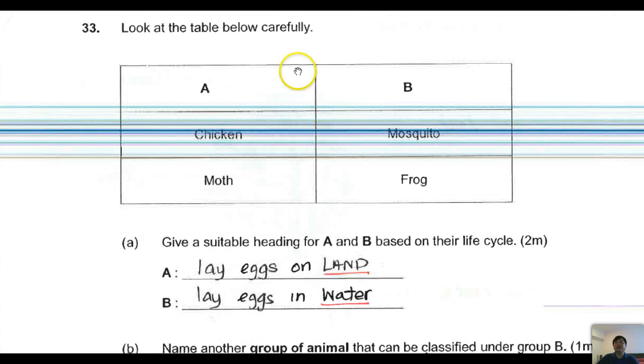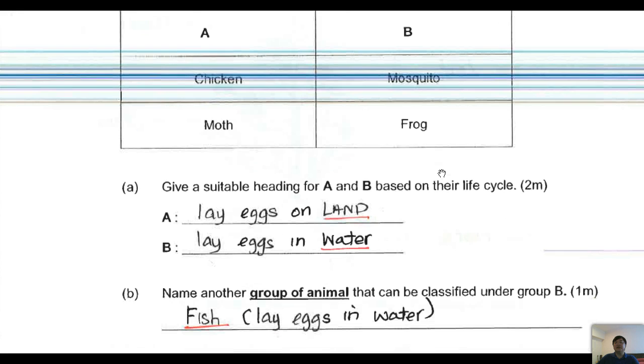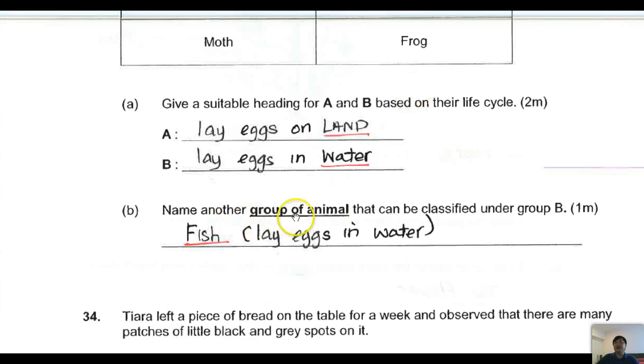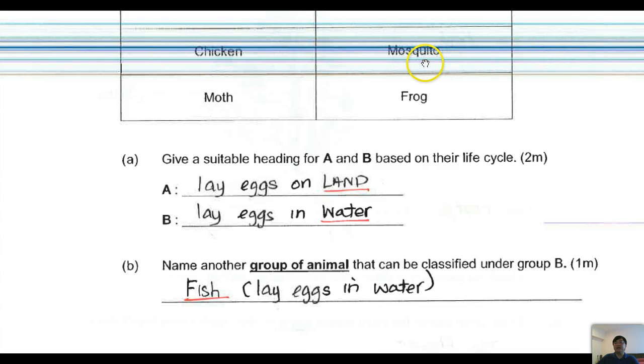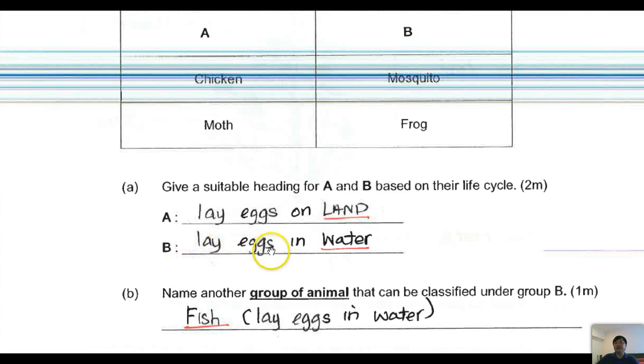Let's carry on next. A, B. A are chicken and moth, B mosquito and frog. Well, okay, so A and B, based on their life cycle, one of them lay eggs on land. These are the ones that lay eggs on land, and this one in water. Okay, quite straightforward, but some may be confused by saying that this is a 3-stage and this is 4-stage without looking at the frog. All right, okay. Another group of animals that can be classified under group B, okay, lay eggs in the water.